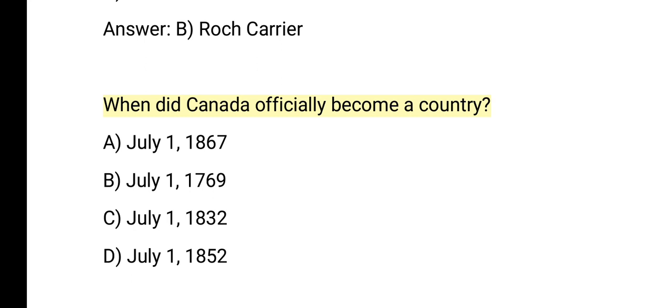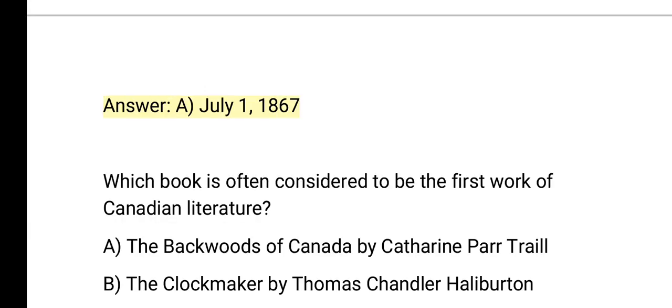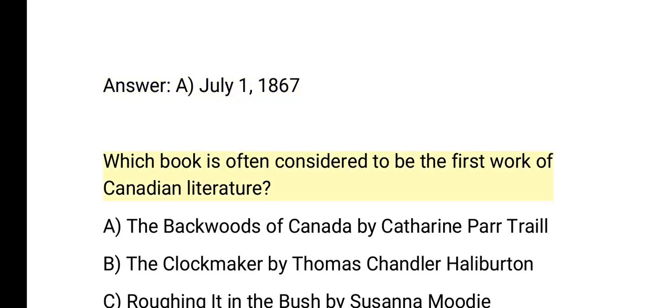When did Canada officially become a country? A. July 1, 1867. B. July 1, 1769. C. July 1, 1832. D. July 1, 1852. Answer. A. July 1, 1867.